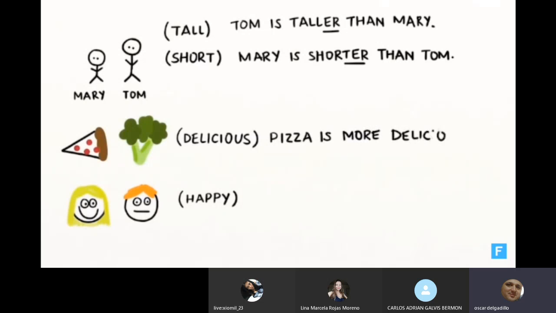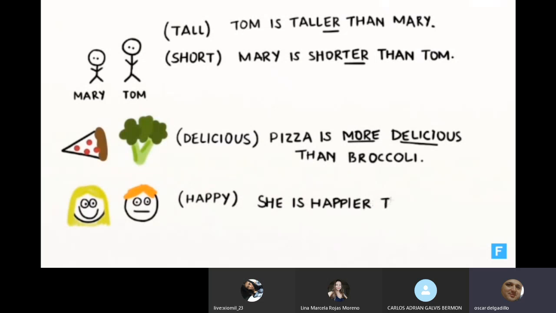Pizza is more delicious than broccoli. Here, delicious is three syllables, so we must use more. And the last example. She is happier than he is. Happy is two syllables, but that doesn't matter because it ends in a Y, So we drop the Y and add IER.